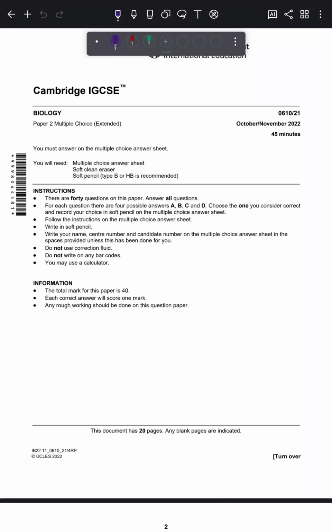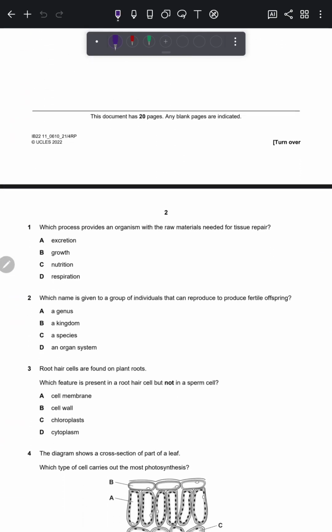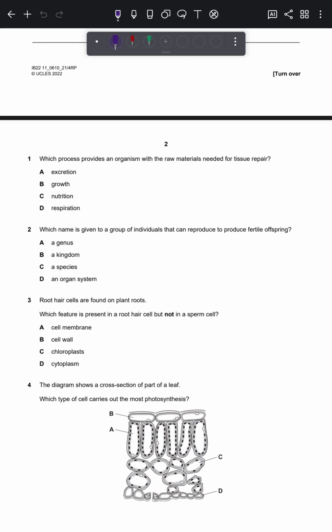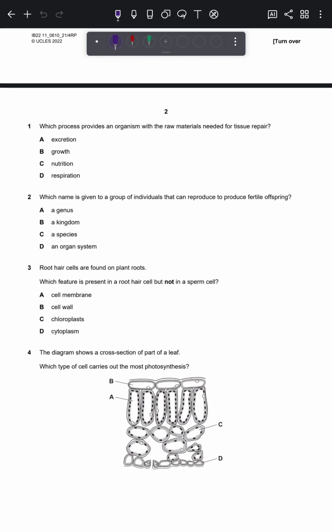Paper 2, which is MCQ, October-November 2022 biology paper. I will just be reviewing it and then going over the mark scheme, so I'm not going to get 100% correct for all the answers. So stay tuned till the end.